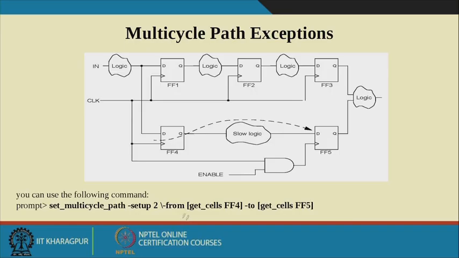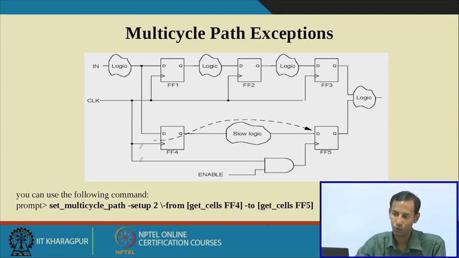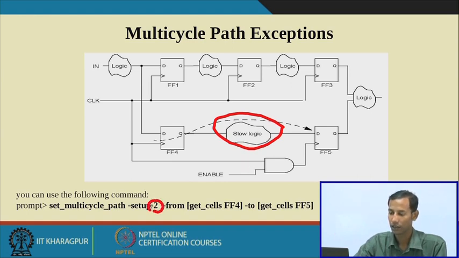That's why here you see set multi-cycle path 2 with respect to setup from flip-flop 4 to flip-flop 5. So within that, basically, this is slow logic. How many clock cycles it requires to complete is mentioned by these two.